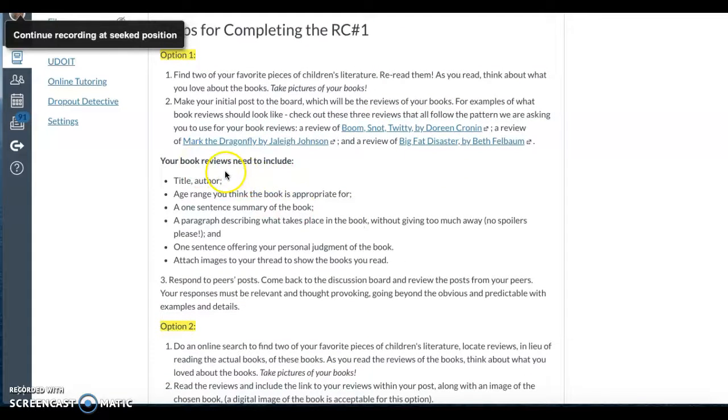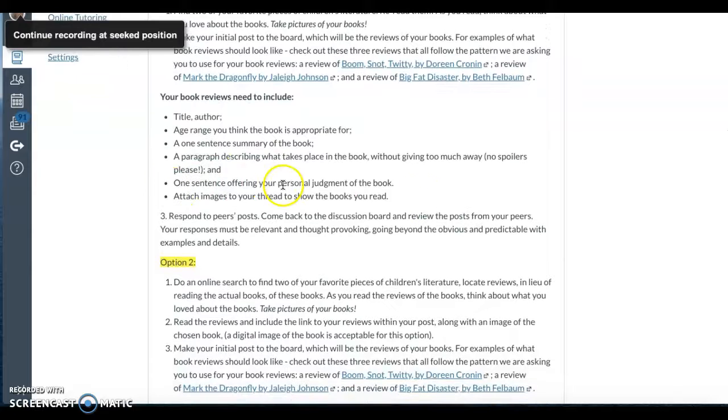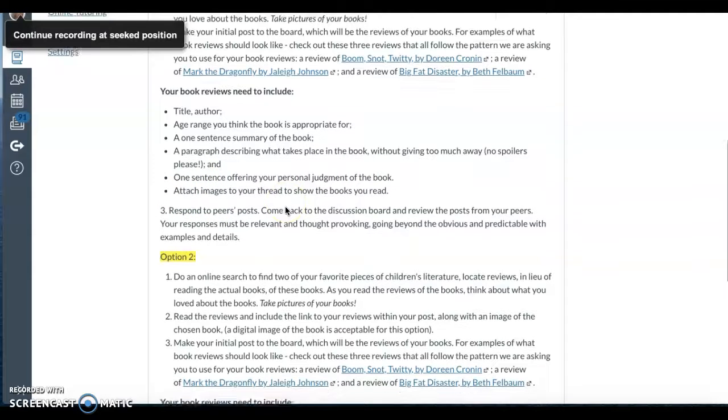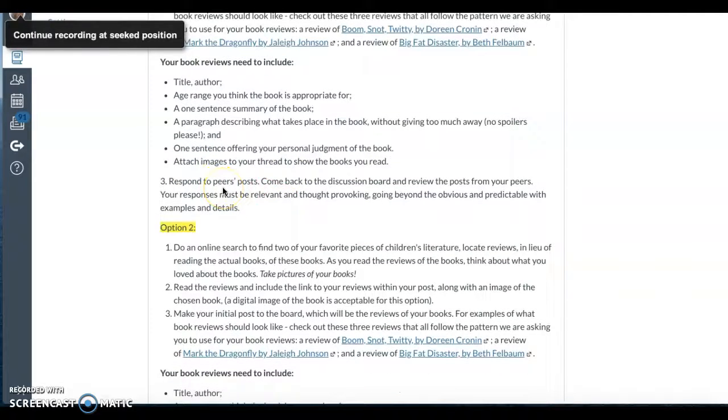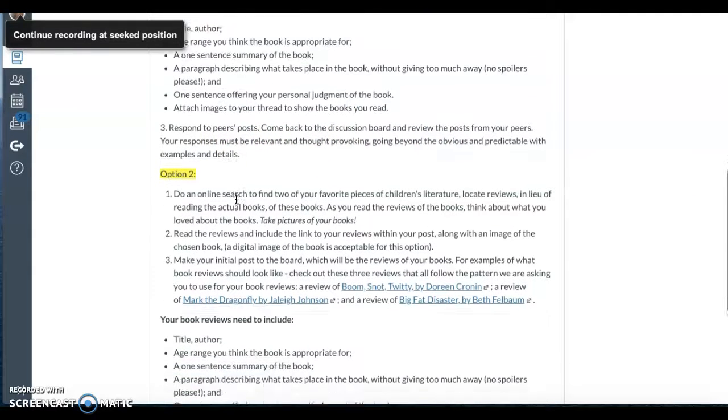Your book reviews need to include the title and author, the age range that you think the book is appropriate for, 1 sentence or summary of the book, a paragraph describing what takes place in the book without giving too much away. Please don't totally spoil the book for us. We might want to read it. 1 sentence offering your personal judgment of the book, and a picture of the books. These would be books that you have in hand. Then, of course, respond to 2 peers by Sunday and review their reviews of the books.